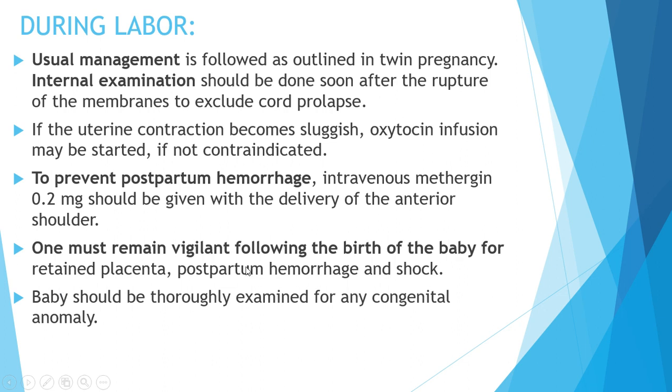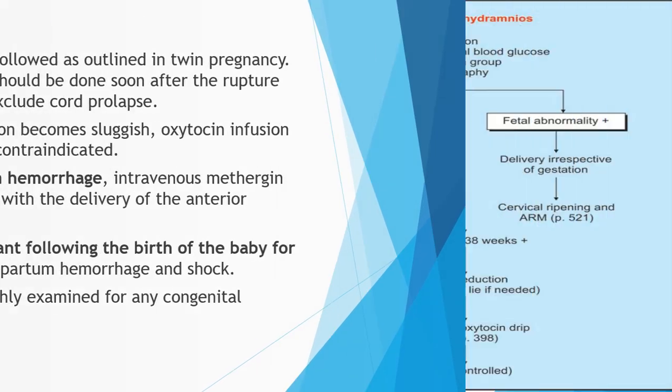Then one must remain vigilant following the birth of the baby, following the retained placenta, and postpartum hemorrhage and shock may be there. So we have to be vigilant about the retained placenta. That is why we should check for any retention of placenta, and the baby should be thoroughly examined, because of this polyhydramnios there is a chance of congenital abnormality. So the baby should be examined for any congenital malformation.